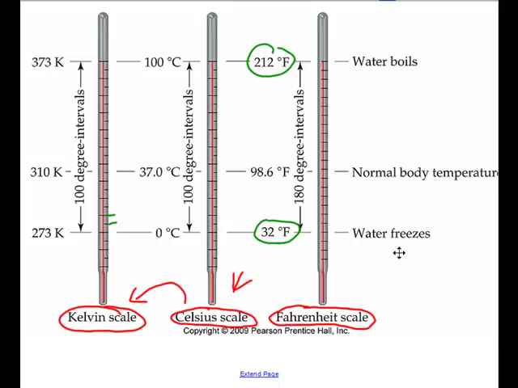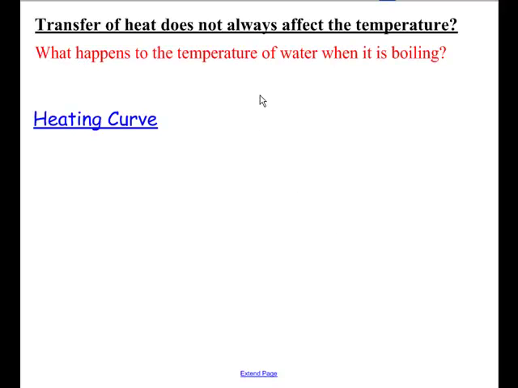So let's look at energy and temperature, because I've got a couple things I want to show you. First of all, the transfer of heat does not always affect temperature. So again, if you remember last time, I talked about energy going from hot things to cold things, right? That's the way energy goes. But sometimes you can heat something up and the temperature doesn't change. And you're going, oh my goodness, how could that happen? Well, let me talk about this because this is really an interesting phenomenon.